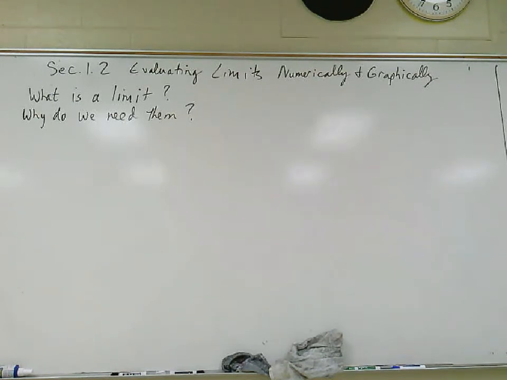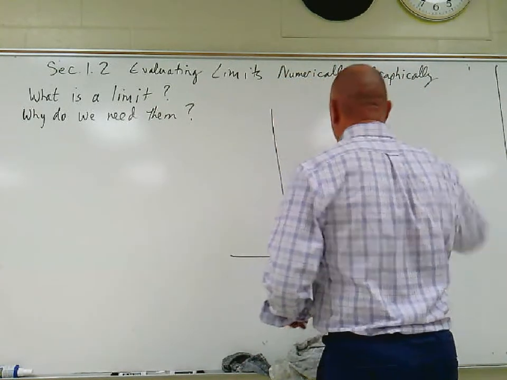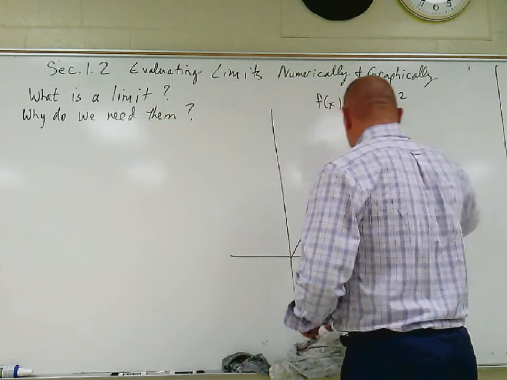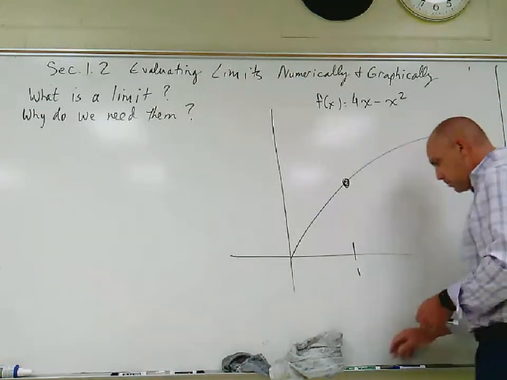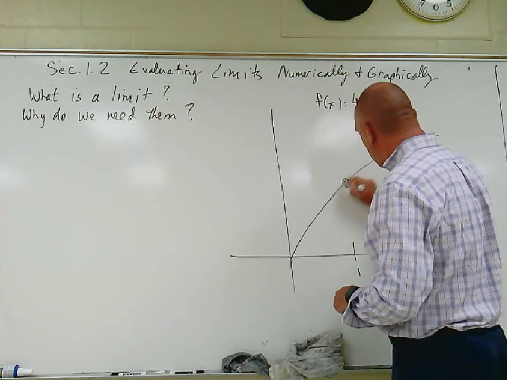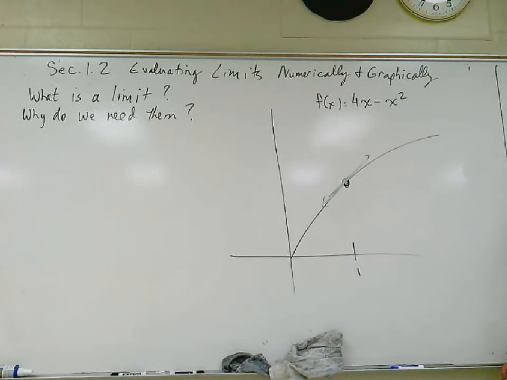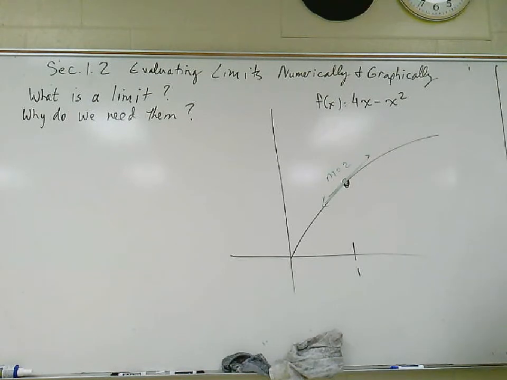So let's review. I'll zoom in on that particular graph that we talked about in the last lesson, 4x minus x squared. We said that if we wanted to find just the slope at 1, if we zoom in, we want to find the slope here. Do you remember what I told you the slope was? I gave you the answer. We did it yesterday. The slope is 2. I told you the actual slope, so we know that that's the answer.